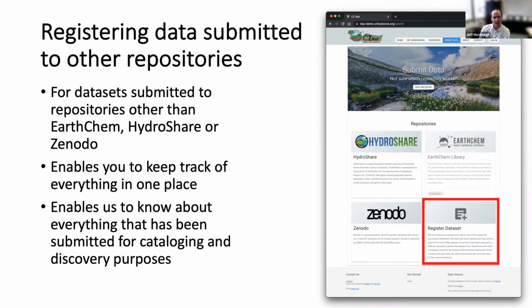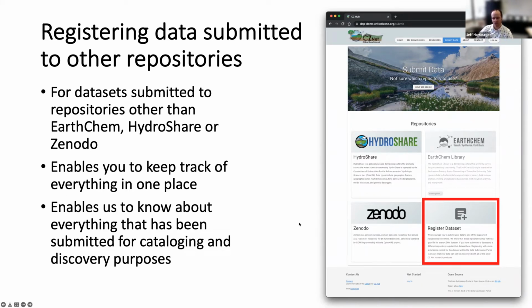But first things first, I want to talk about registering data submitted to other repositories. So this is data sets submitted to repositories other than EarthChem, HydroShare, or Zenodo. This is going to enable you to keep track of everything in one place, and it also enables us as the hub team to know about everything that's been submitted so that we can actually build out the cataloging and discovery that we said in our proposal that we were going to build, okay?